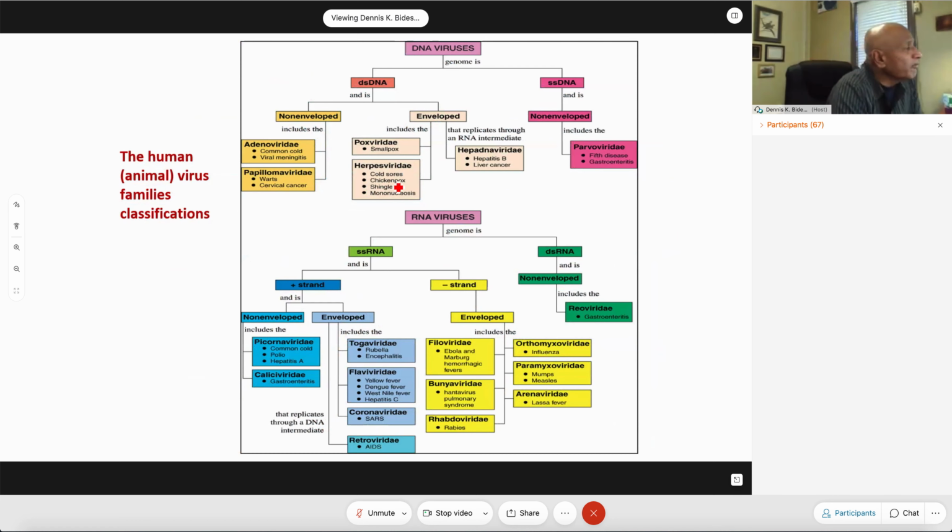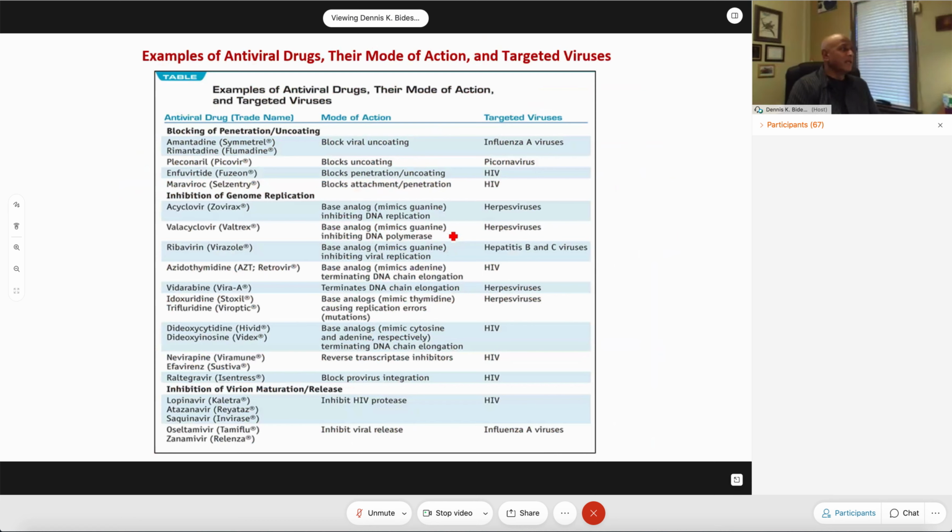Here's a nice little concept map for you. After we get done with our study of viruses, you can take a look at this. You say, oh, here, DNA viruses, these are examples, and these are the diseases they cause. Here's RNA viruses, these are examples, and those are the types of diseases they cause, all right?